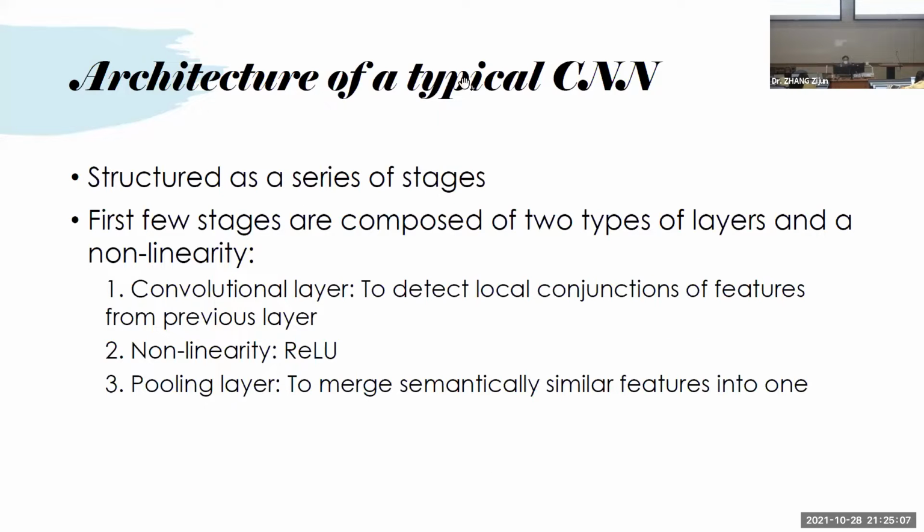The architecture of a typical CNN is structured as a series of stages, and the first few stages are composed of 2 types of layers and a nonlinearity. One is the convolutional layer, to detect local conjunctions of features. And the other is the pooling layer, to merge semantically similar features into one. And the nonlinearity is the ReLU as an activation.